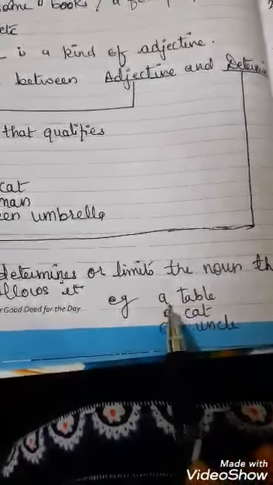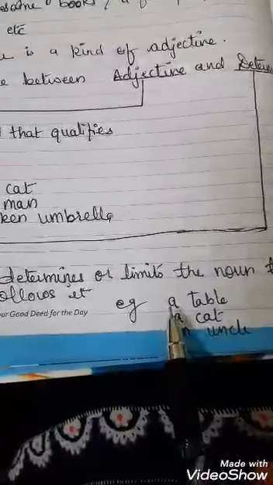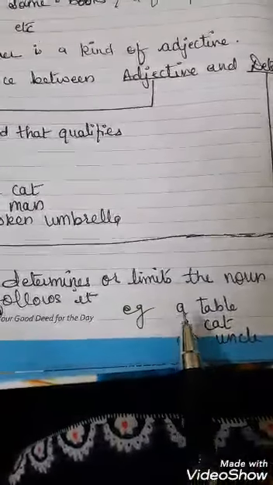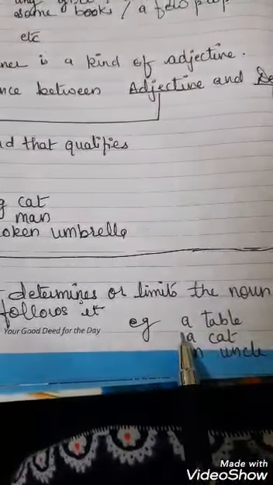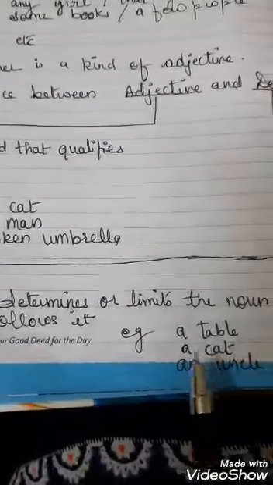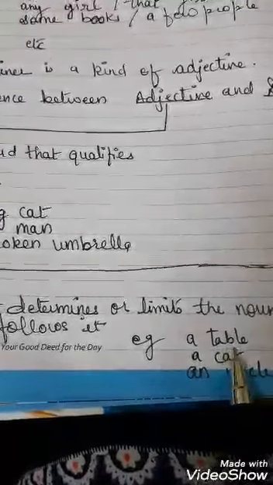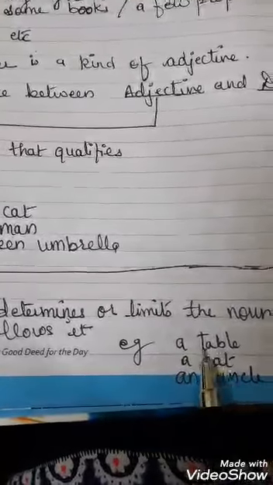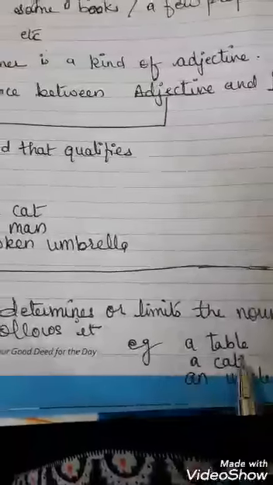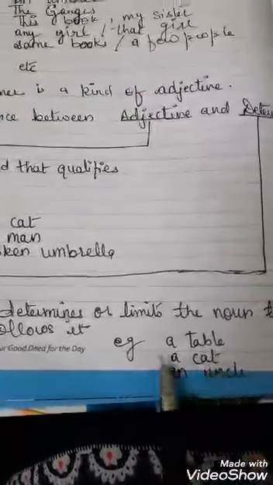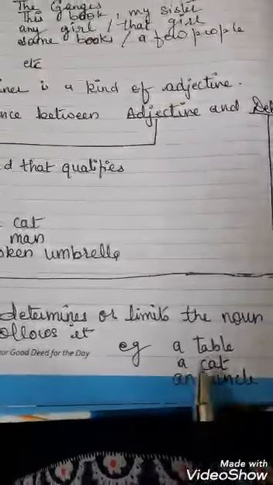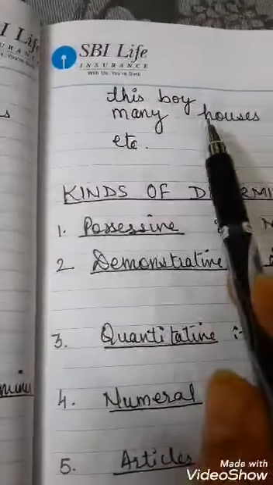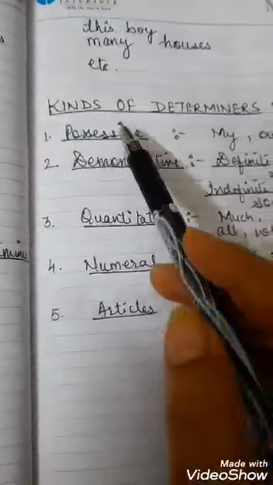Here it is telling you single table, unspecific table, that means not mentioned which table. Some general table we are mentioning. A table here is not describing what type of table. A wooden table, plastic table, broken table, or anything. So it is not describing the details of the table. It is just limiting the noun. How many tables? 1 table, that is a table. The table, which table, specific, definite, indefinite, like that. Same way, this boy, many houses, like that.